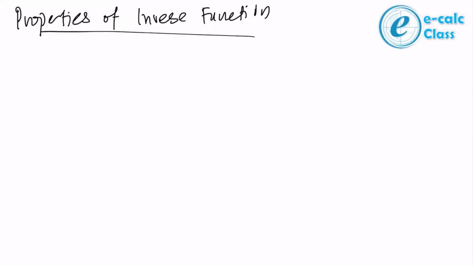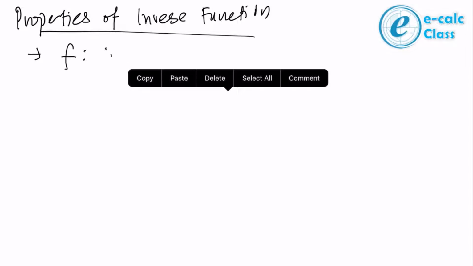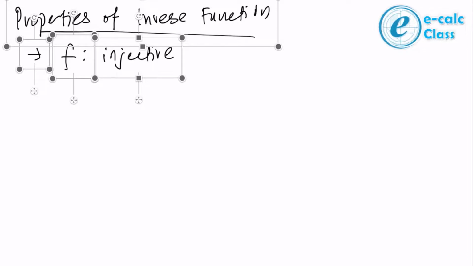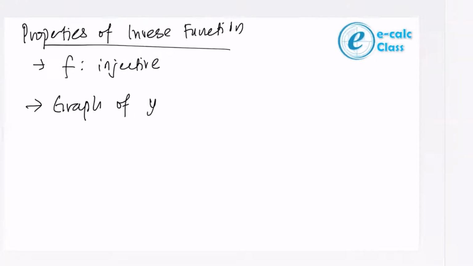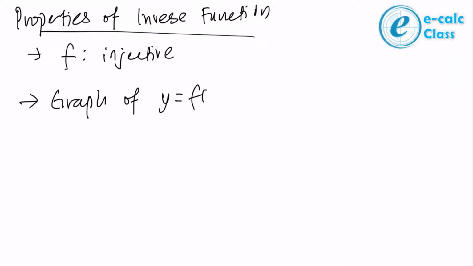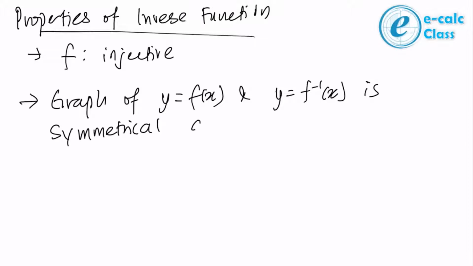So number one, I told you that the original function has to be injective in order for the inverse to be defined as a function. Then secondly, you need to know that the graph of y equals f(x) and its inverse, y equals f inverse of x, is symmetrical about the line y equals x.